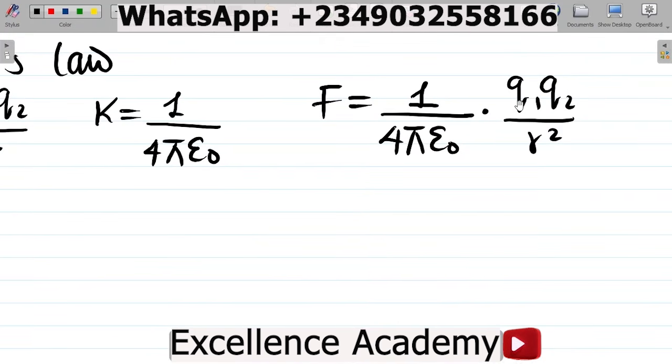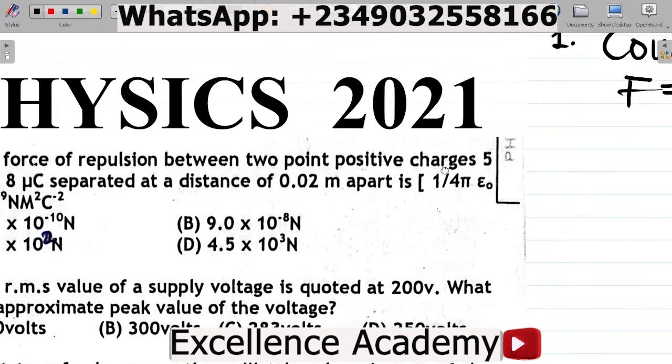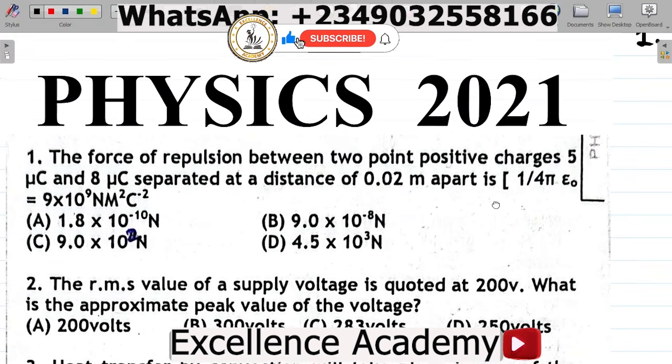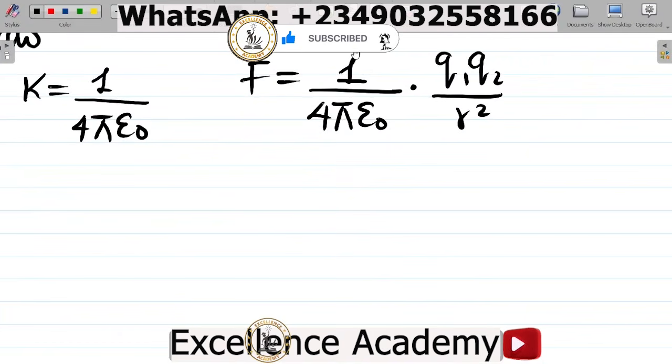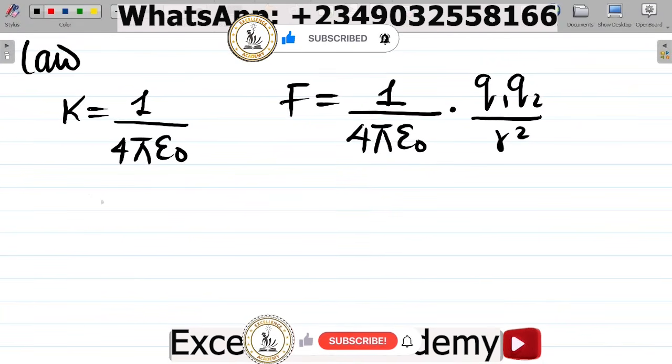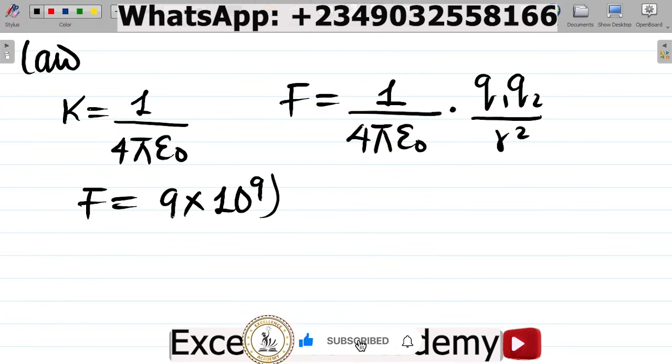Meanwhile, before imputing Q1 and Q2, note that we're given the value of 1 over 4 pi E naught. Look at this. We said we should take the value of 1 over 4 pi E naught as 9 times 10 to the power 9. In essence, this whole value is 9 times 10 to the power 9. So we'll have that F is equal to 9 times 10 to the power 9. This is 1 over 4 pi E naught into Q1 is 5 micro.